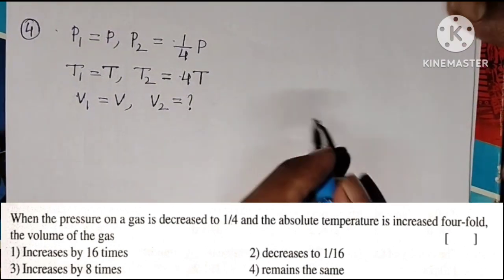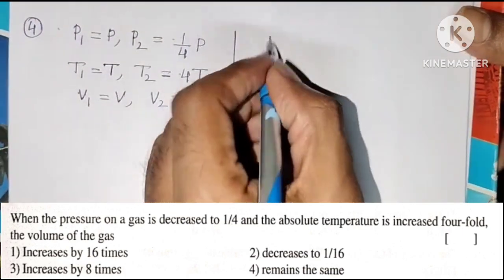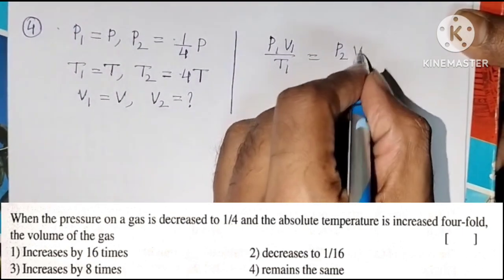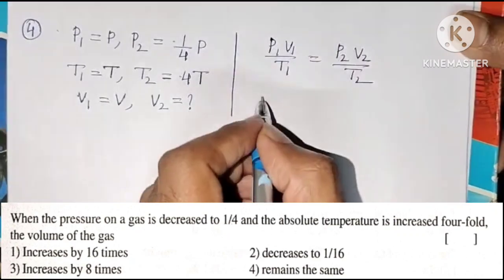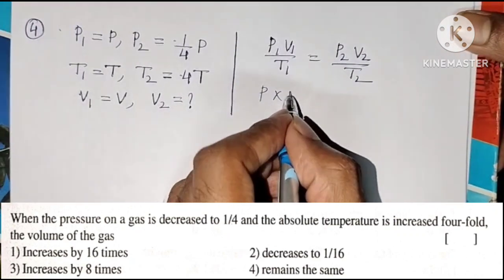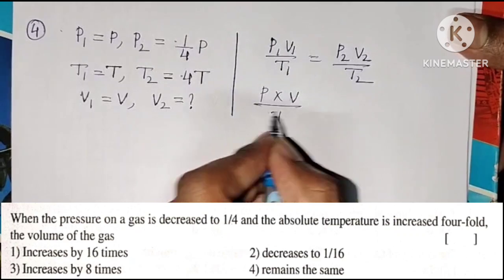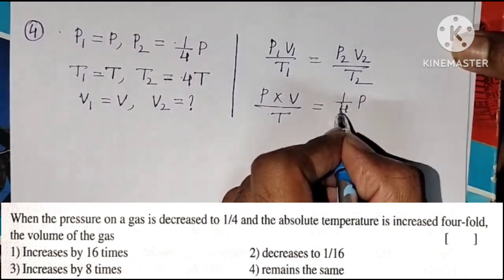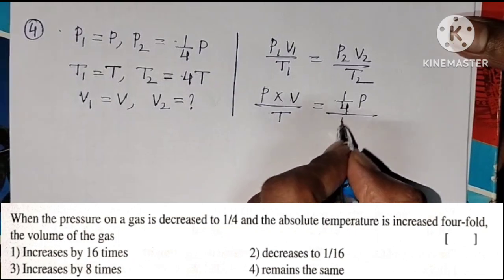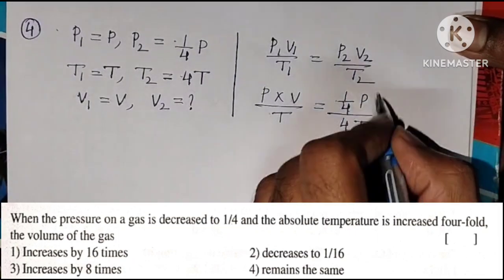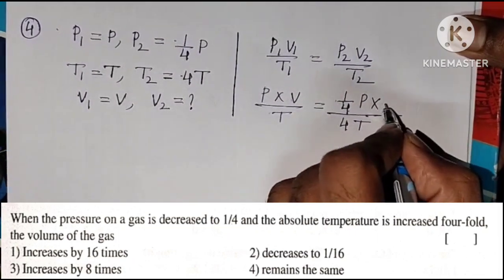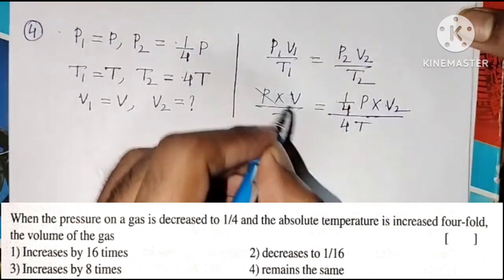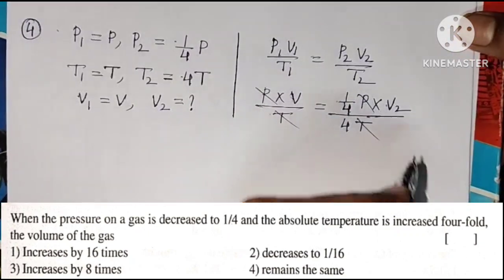So simply we use the ideal gas equation. According to the ideal gas equation, P1 V1 by T1 is equal to P2 V2 by T2. So P1 is equal to P, V1 is equal to V, and T1 is equal to T. And P2 means 1/4 P, T2 is 4T, into V2. V2 is unknown. So here P and P get cancelled, T and T get cancelled.